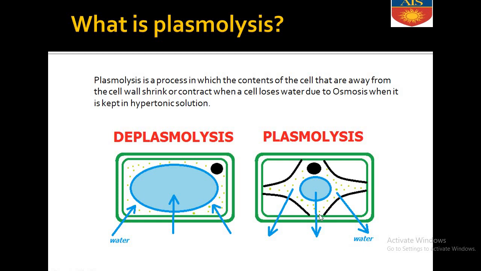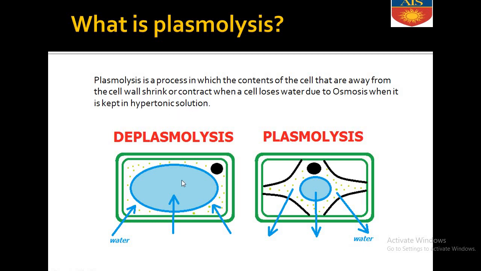As a result, the cell content got shrunk. This state is known as plasmolysis. So, plasmolysis is the process in which the contents of the cell move away from the cell wall and shrink or contract when a cell loses water due to osmosis, exosmosis, when it is kept in a hypertonic solution.